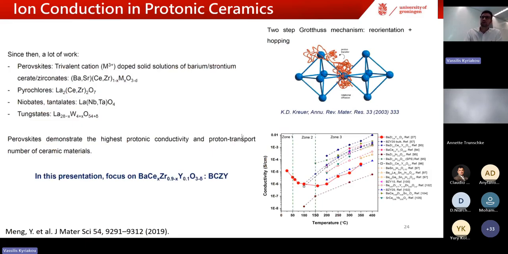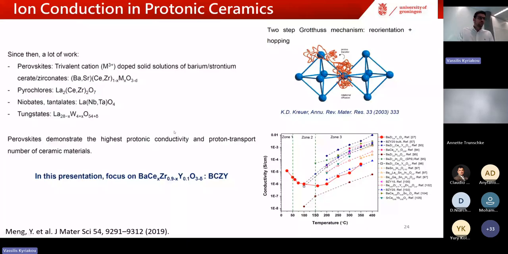However, in the last, I would say, 10 to 15 years, there is a huge increase in the number of publications in this field and in very good journals. We have different materials that have demonstrated protonic conductivity. Some of them, of course, and the most important, are perovskites, but there are also pyrochlores, and tungstates like lanthanum tungstate are very popular as well, with very good conductivity at intermediate temperatures.